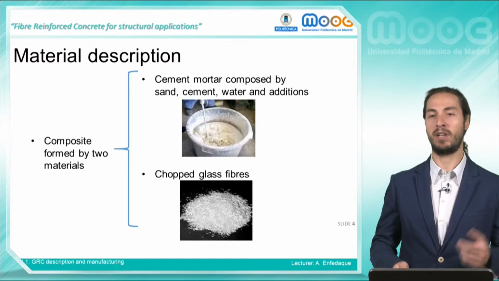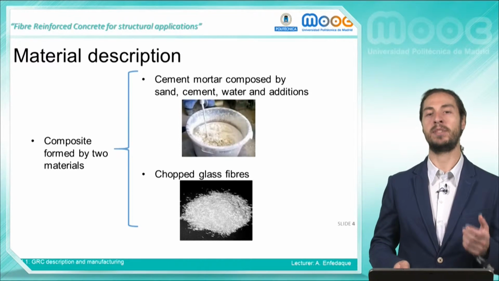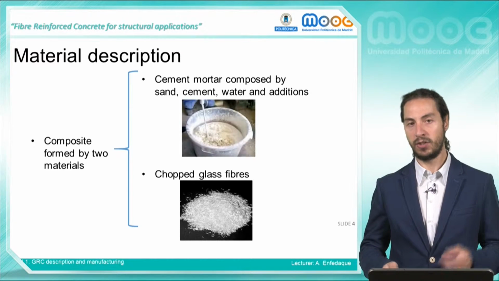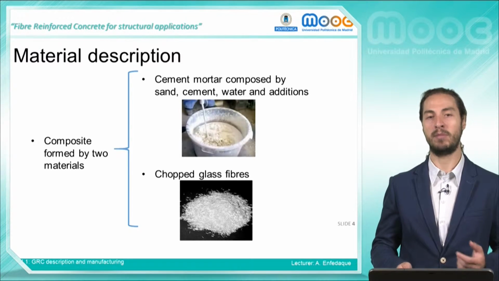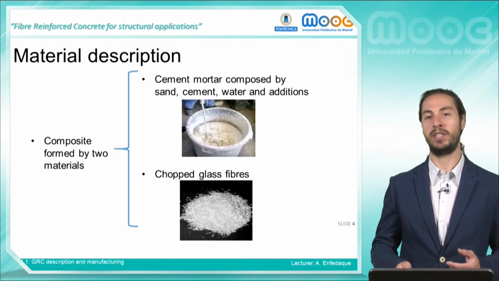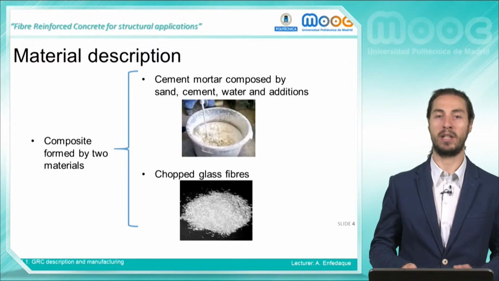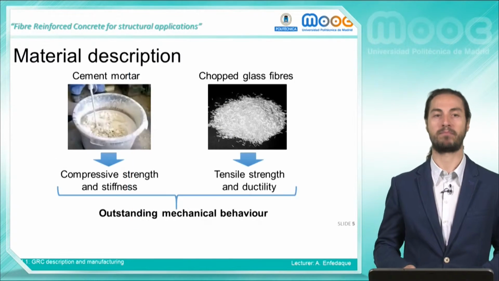Regarding the glass fibers, it is important to highlight that not all types of fibers are added in GRC manufacturing. Due to durability problems, among all the types of glass fibers available in the market, only those that are termed AR are suitable for GRC manufacturing. The usual length of the fiber used is between 25 and 40 millimeters.